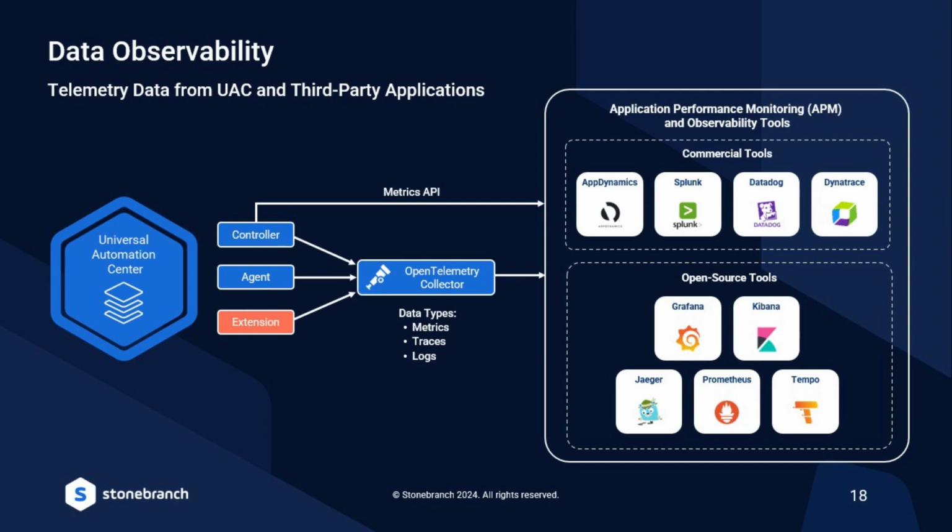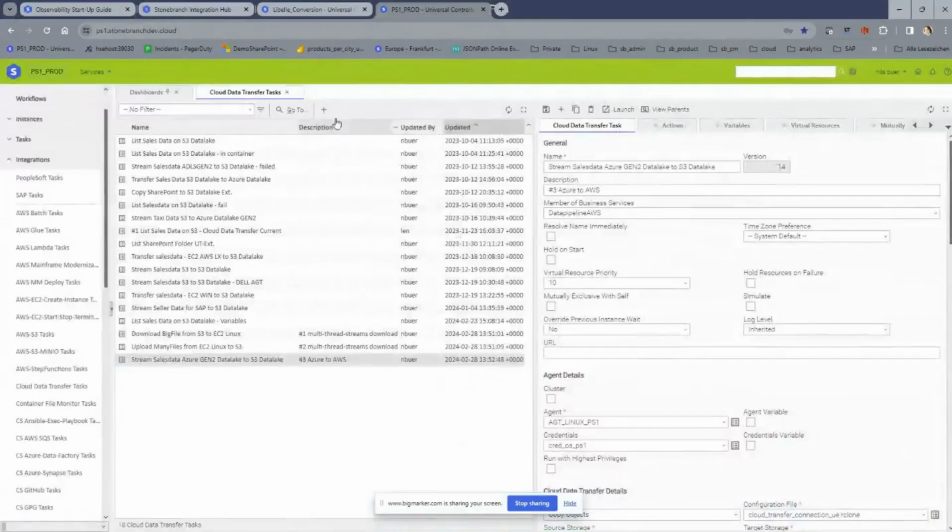We also have a metrics API just for completeness. I put it also in here, so you can also get some metrics data via web service. But generally for observability, I think you would use the OpenTelemetry collector. Okay, now let me show you quickly.